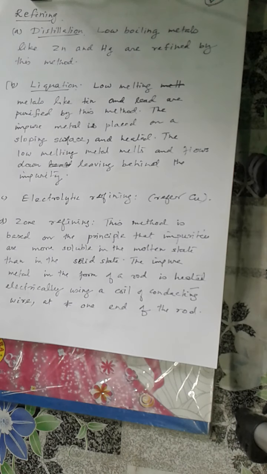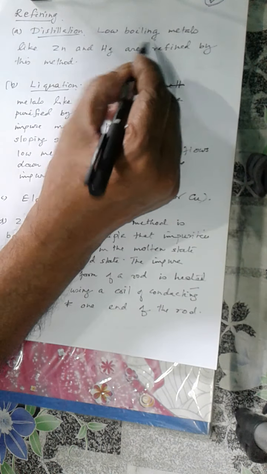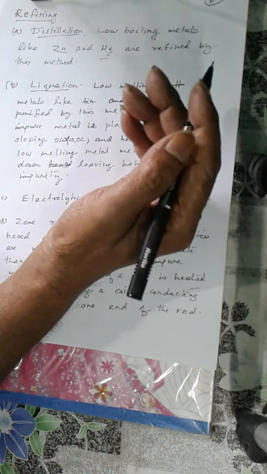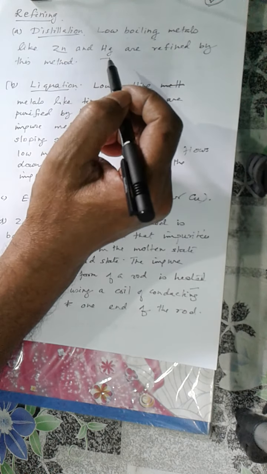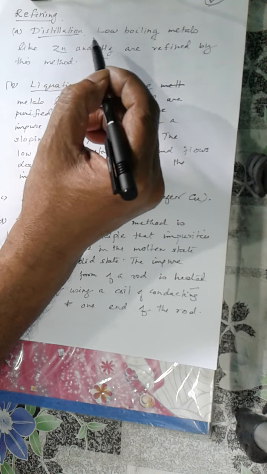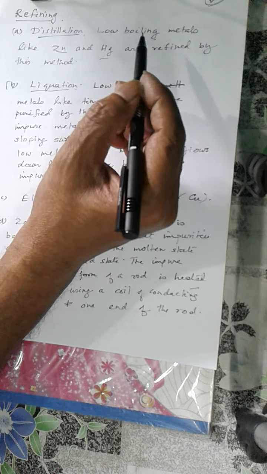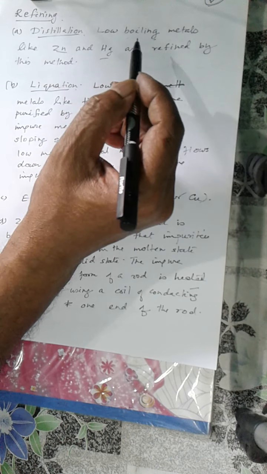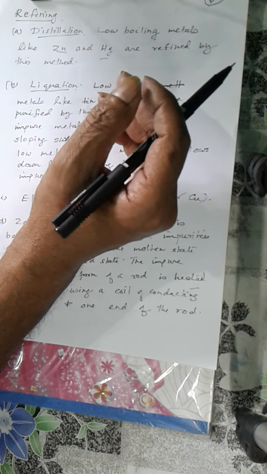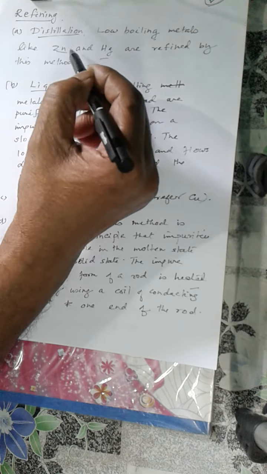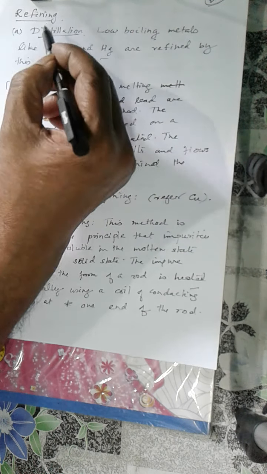Now coming to methods of refining. Now the simplest method, that is distillation, is used for low boiling metals like zinc and mercury. Now what is done is the mixture is boiled. Mercury is having low boiling point, zinc is having a boiling point nearly 900 degrees Celsius. Mercury is also a low boiling liquid. Now the vapors of these metals are cooled and collected. So zinc and mercury are refined by distillation method.